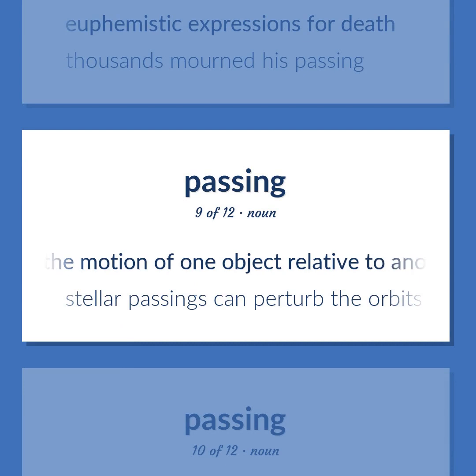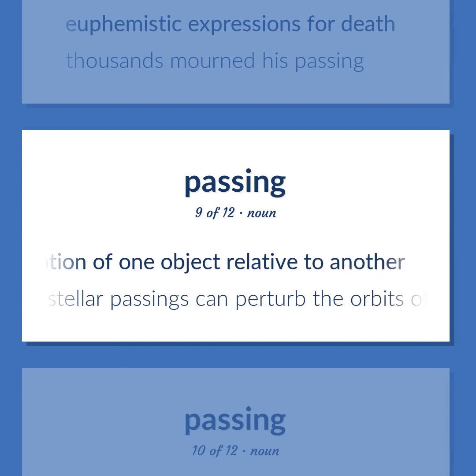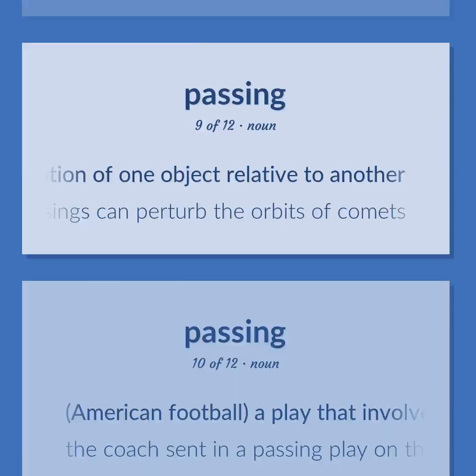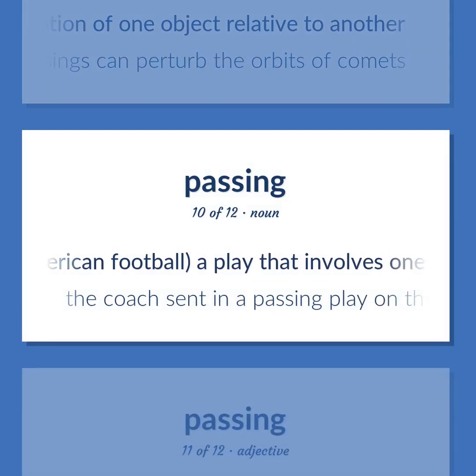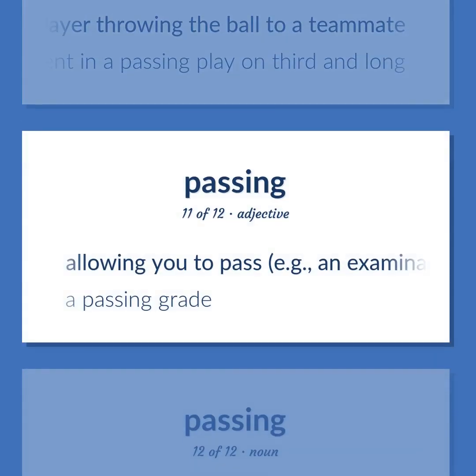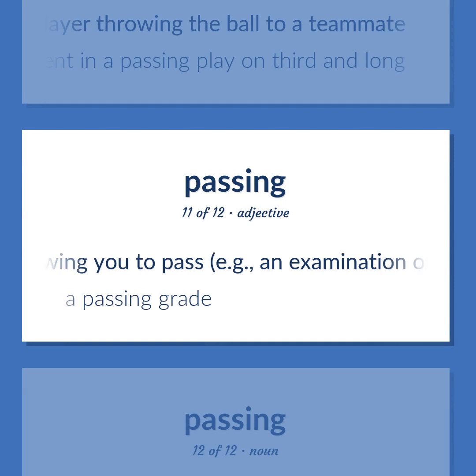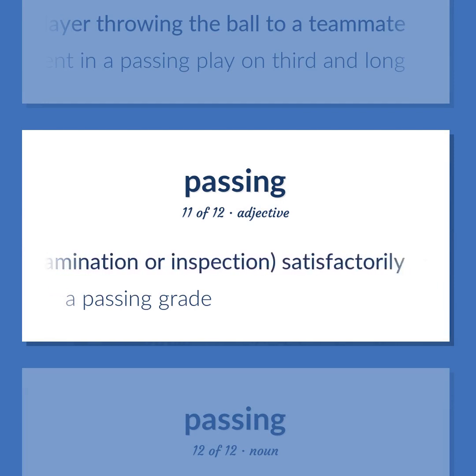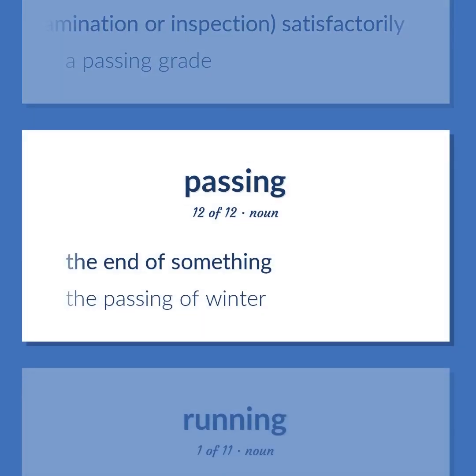The motion of one object relative to another. Stellar passings can perturb the orbits of comets. American football. A play that involves one player throwing the ball to a teammate. The coach sent in a passing play on 3rd and long. Allowing you to pass, e.g., an examination or inspection, satisfactorily. A passing grade. The end of something. The passing of winter.